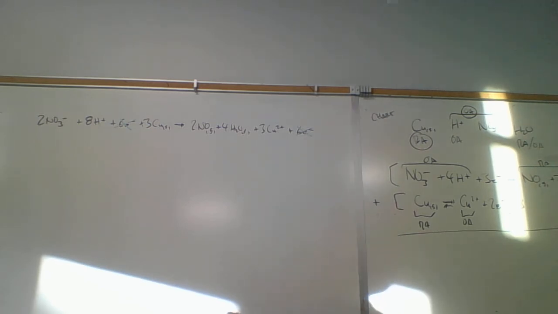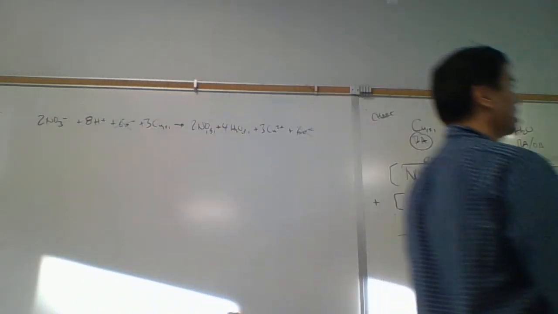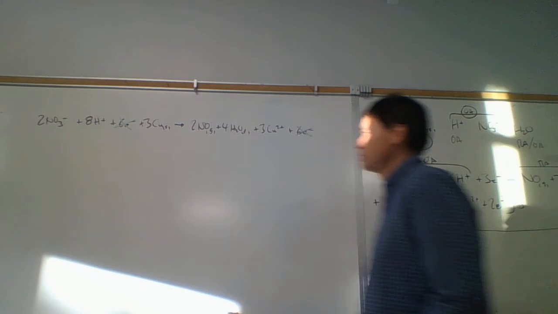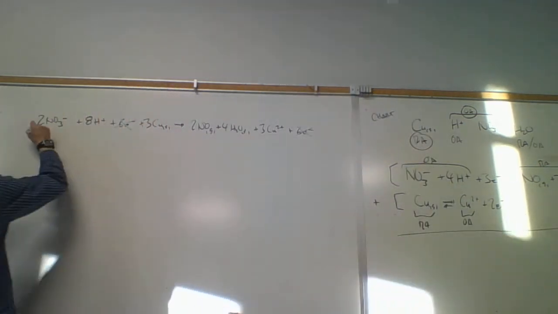So what I did was I combined the strongest oxidizer with the strongest reducer using their half reactions. I made sure the number of electrons consumed is equal to the number of electrons lost by changing the coefficients as necessary. Then I simplified, I canceled out the electrons. Determine a driving force. So now we've got to look for a driving force. And so what was the nitrate in H plus?